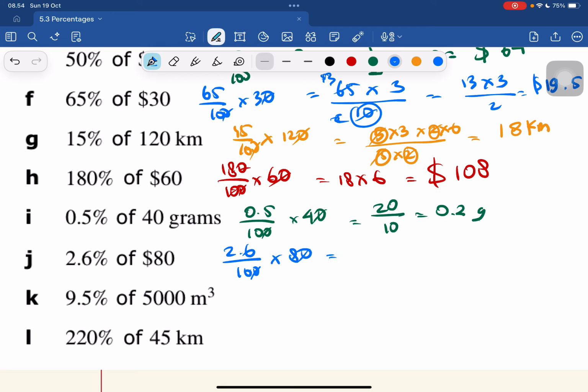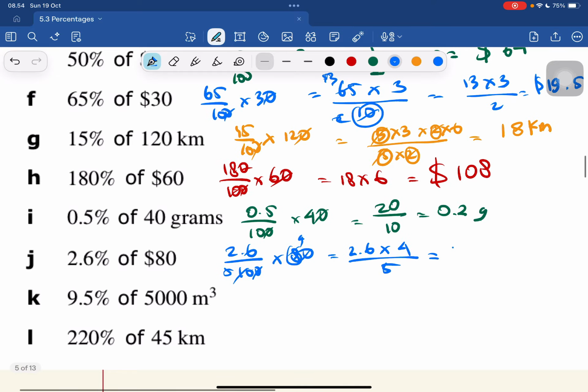Okay, and then next is 2.6 times 8. We can divide by 2 here. Divided by 2 is going to be 4 and 5. So 4 times 5, divided by 5. So the answer for Z is 2.08.